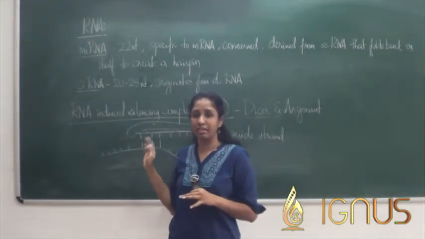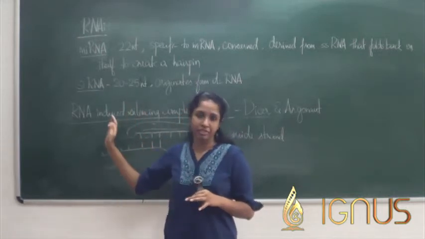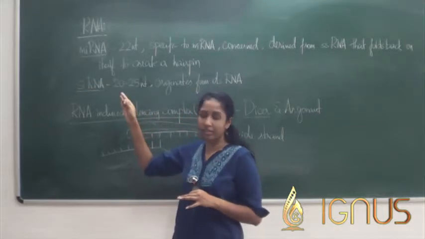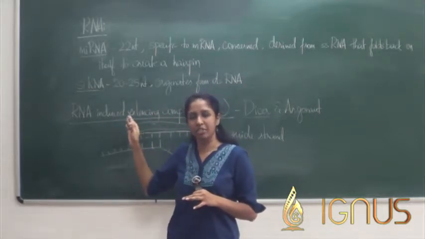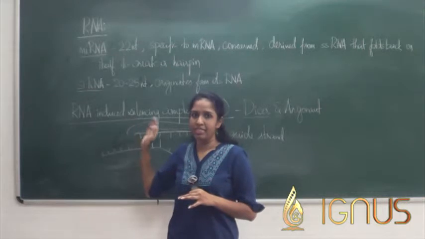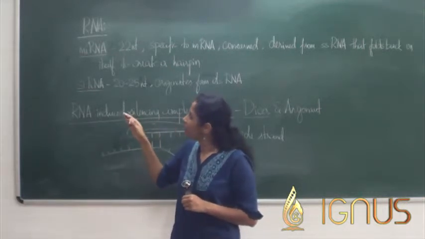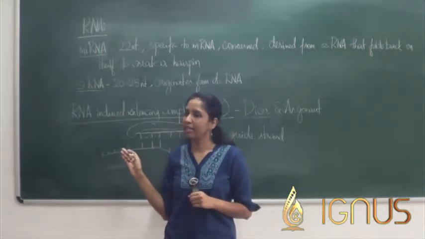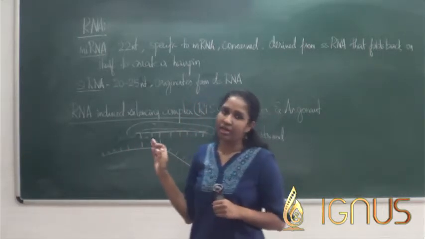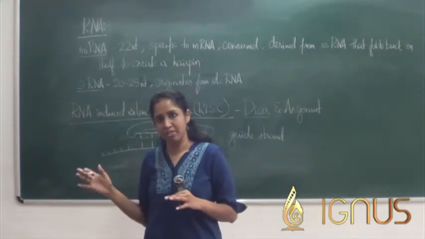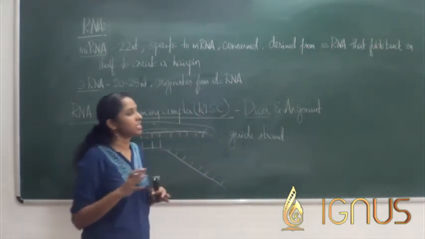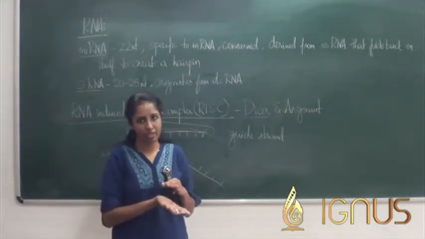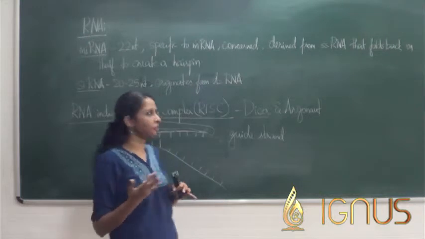RNAi is RNA interference. It makes use of two different kinds of RNA, miRNA, which is microRNA, or siRNA, which is small interference RNA. In case of miRNA, its active form will be around 22 nucleotides in length. It is specific to mRNA, it is conserved all across the systems, and it originates from a single strand RNA molecule which is going to fold on itself and form a hairpin loop.